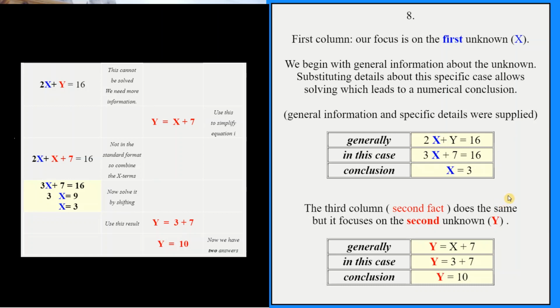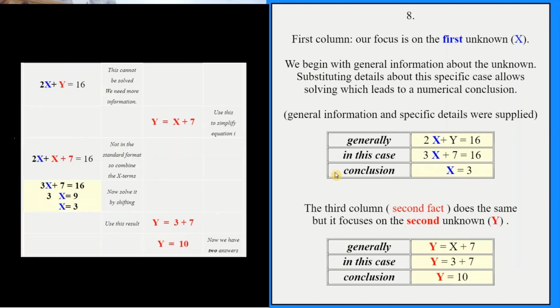In the first column, our focus is on the first unknown. We begin with the general information. We substitute the details about the specific case, and solving leads to a numerical conclusion. Notice the general information and the specific details were supplied. So the process is: generally, now in this case, so in conclusion.